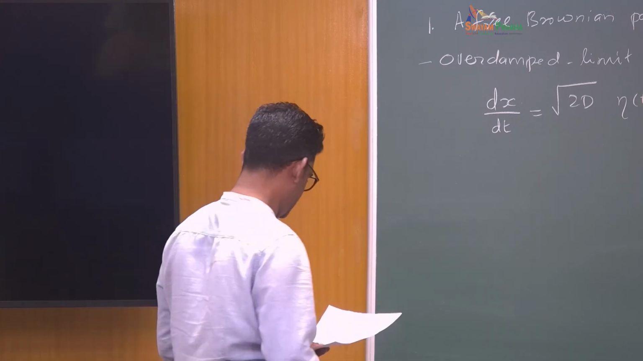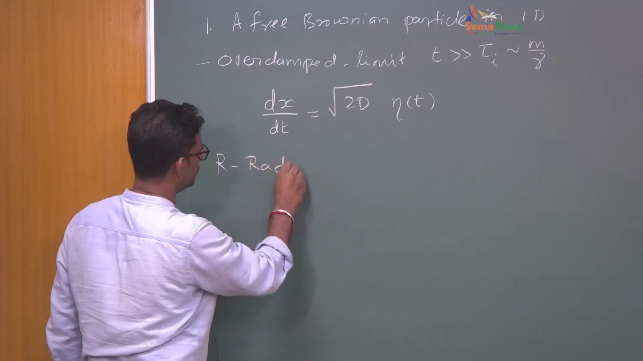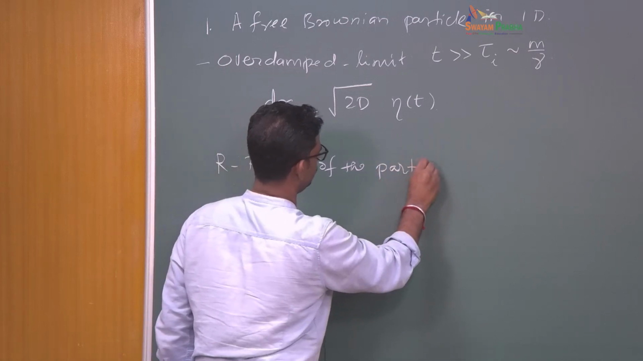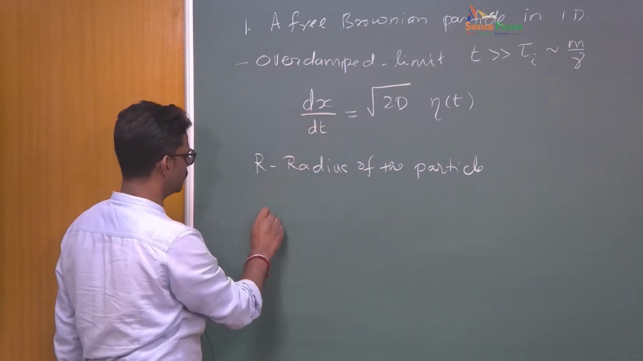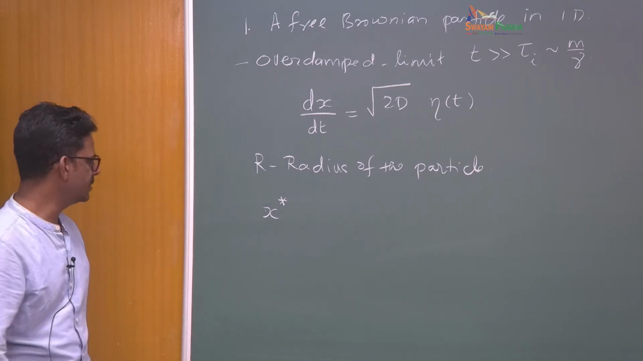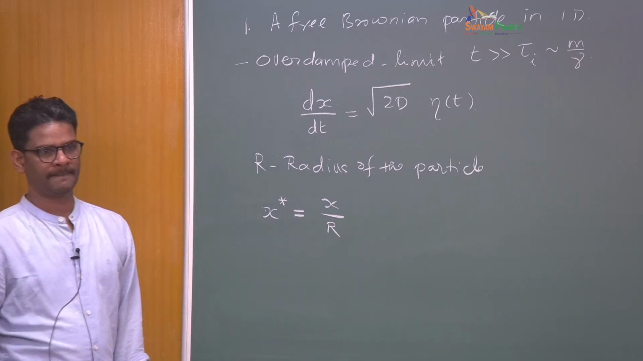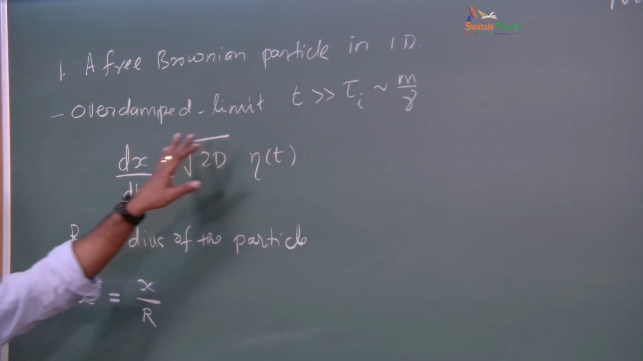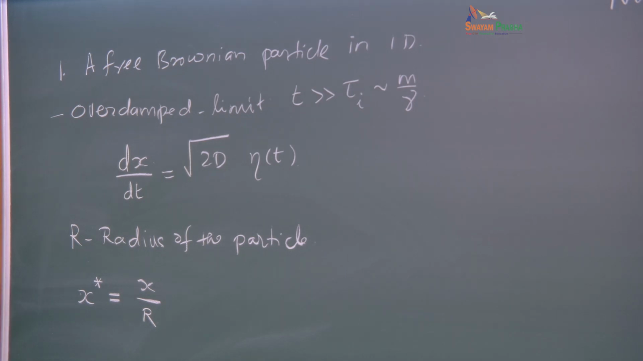Okay, so we will take r, that is the radius of the particle. We will take this as the unit of length. So therefore we can define a non-dimensional x position of the Brownian particle as x by r. Okay, so we are trying to cast this equation in a non-dimensional form, so we need to have a basis unit for length, time, and so on. So we have time here.